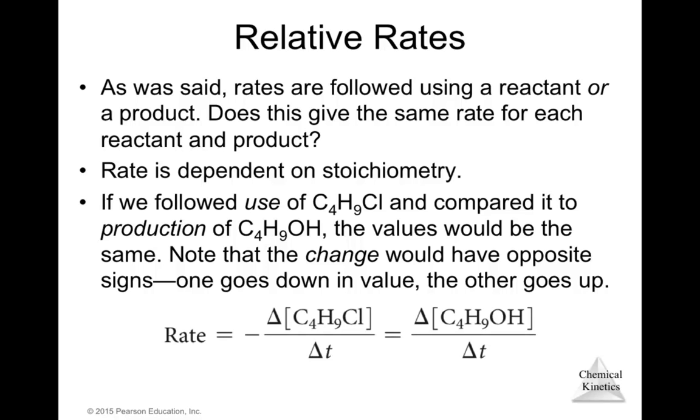So here we have the rate. The rate relative to the C4H9Cl is minus the change in concentration over the change in time. Remember that rate is change of concentration divided by change in time. In this case, this is the reactant. So this is the change in C4H9Cl divided by the change in time. Now we need to add this minus sign here. Why do you think we need to add this minus sign here?